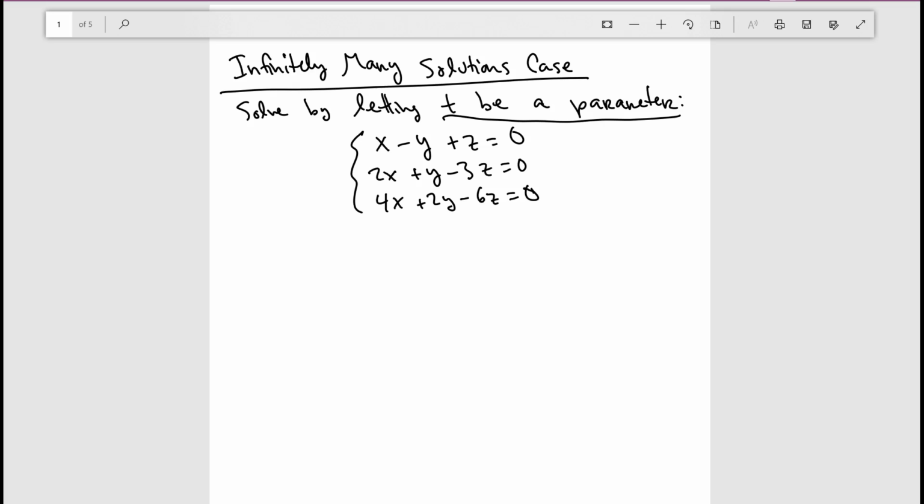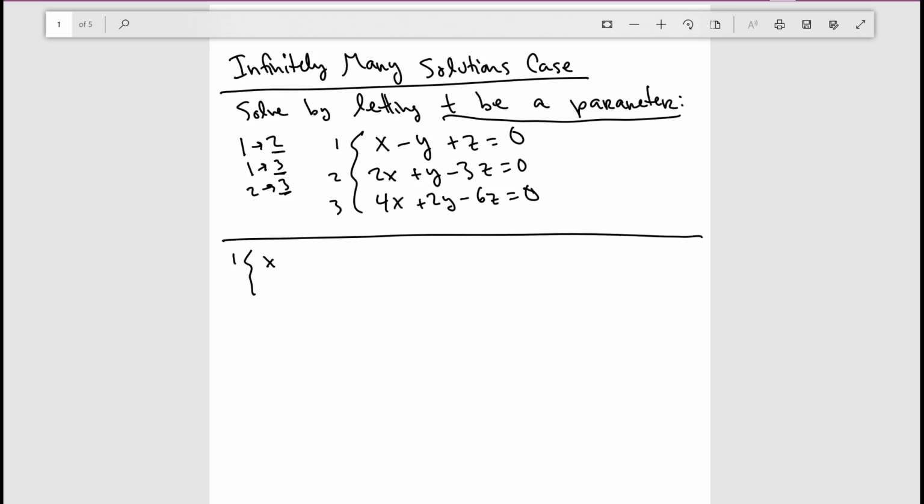So the first thing that we want to do, remember that when we have problems that look like this, I always want to do 1 and 2, 1 and 3, and 2 and 3. Now, this number in the end tells me what the new equation will be. So it will always be new equation 2, 3, and 3. Okay, so let's first start off with 1 and 2. So I have equation number 1, which is x minus y plus z equals 0. Equation number 2 is 2x plus y minus 3z equals 0.